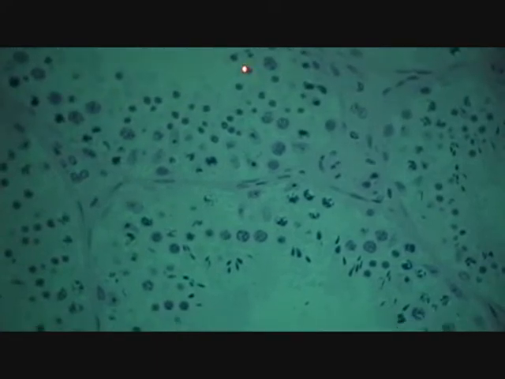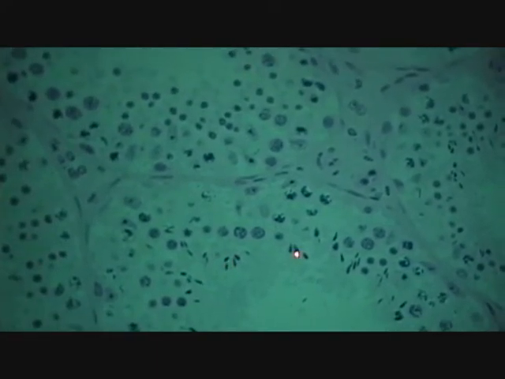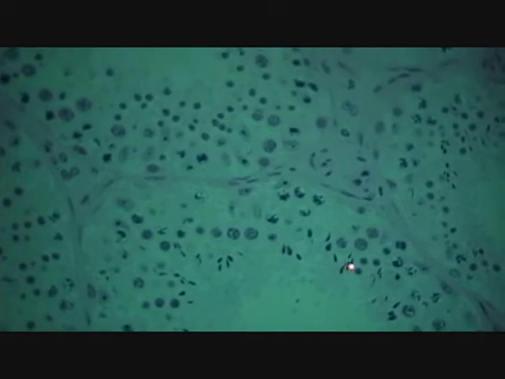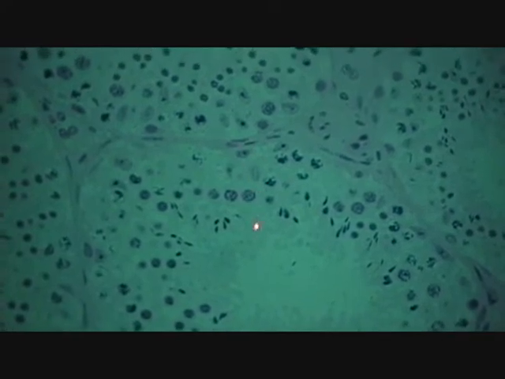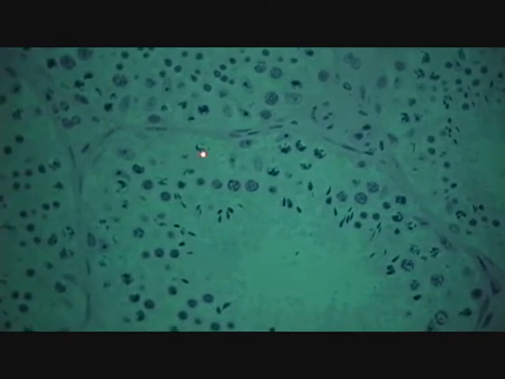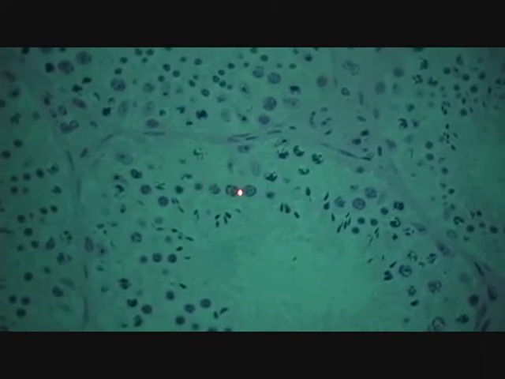We start with spermatogonia, spermatocytes, spermatids, spermatozoa. And then know that this is all nurtured by a cell that encases these cells. The Sertoli cells, or nurse cells.